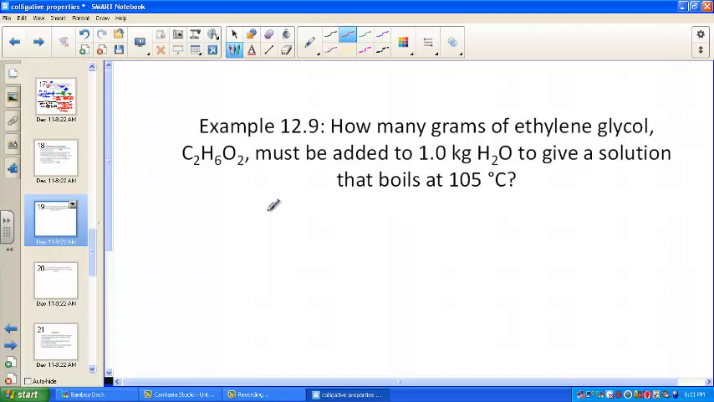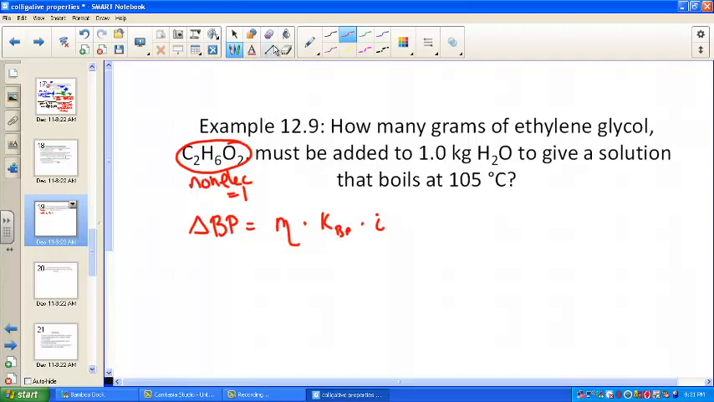The math, again, is very similar to the freezing point, except now boiling points increase, freezing points decrease. How many grams of ethylene glycol must be added to a kilogram of water to make the solution boil at 105 degrees? The change in the boiling point can be found by knowing the molality, the boiling point constant, and the Van Hoff factor. This solute is a non-electrolyte. Its Van Hoff factor is 1.